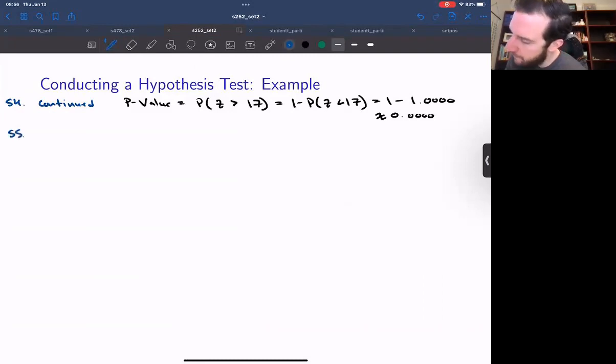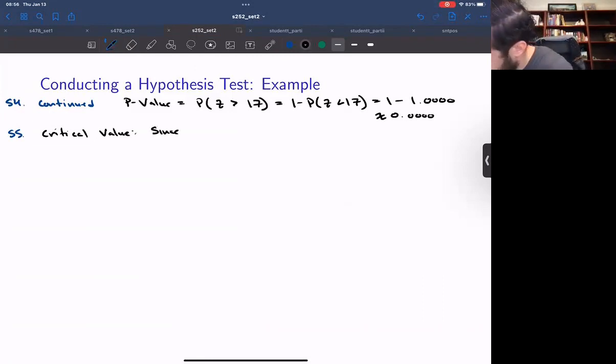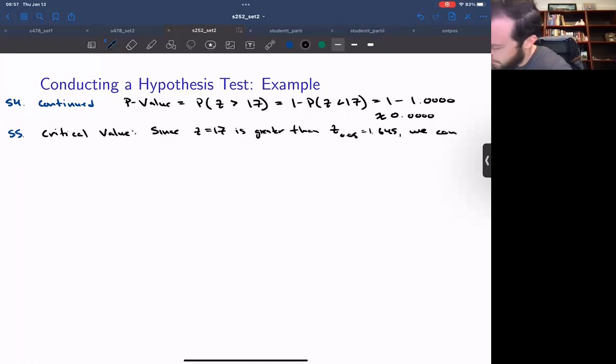All right, so on step 5, we can conclude. If we were to use the critical value approach, we're going to say, since z equals 17 is greater than z 0.05 equals 1.645, we can reject H naught. So basically, since the test statistic is in the rejection region, we can reject H naught.